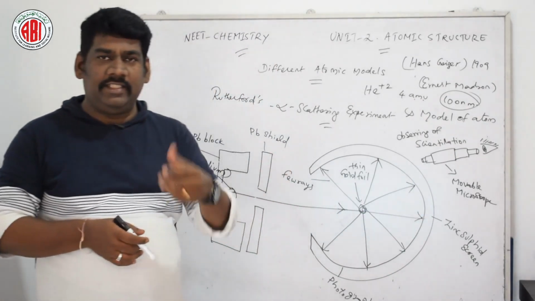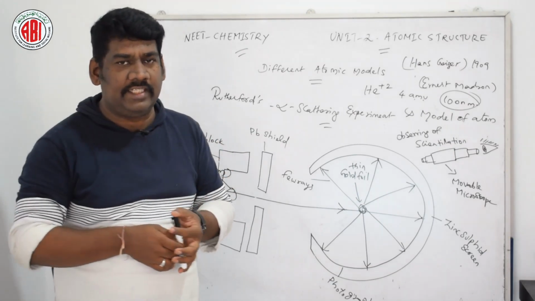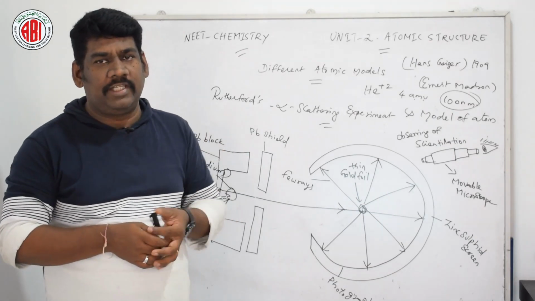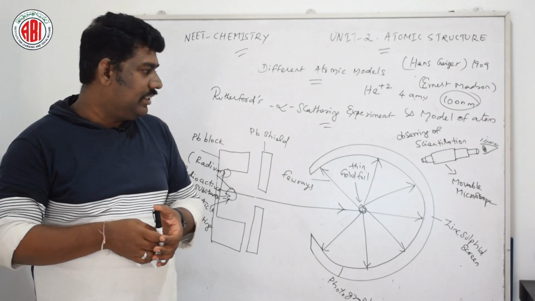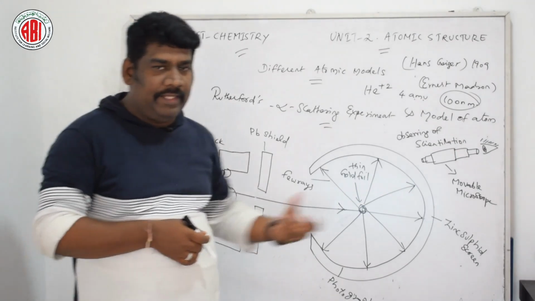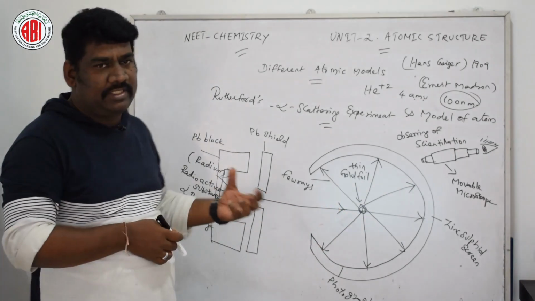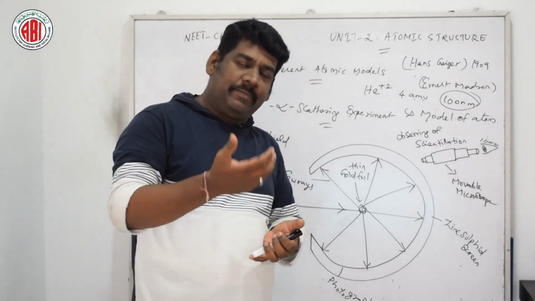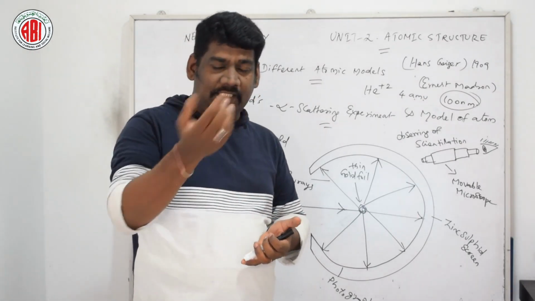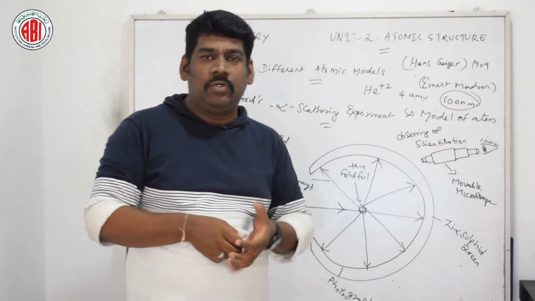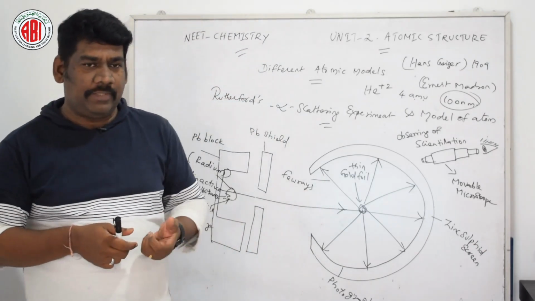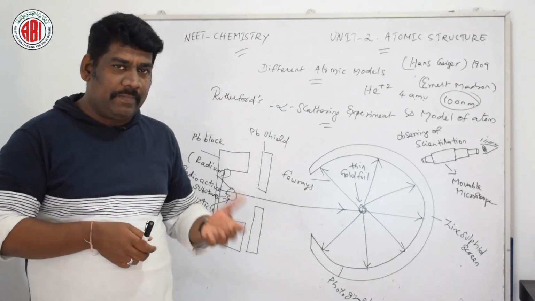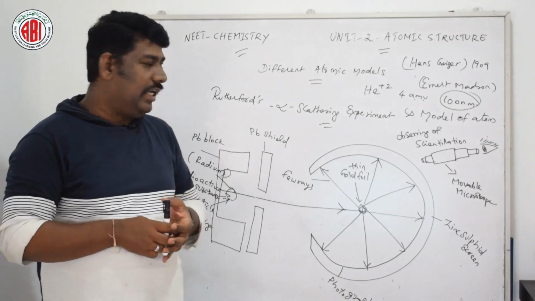So by examining these different portions of the screen, it was possible to determine the proportion of these alpha particles that were emitted from this radioactive substance. And based on this particular experiment, he was able to form his own perceptions. Let us see, one by one, what his perceptions are from this particular experiment.